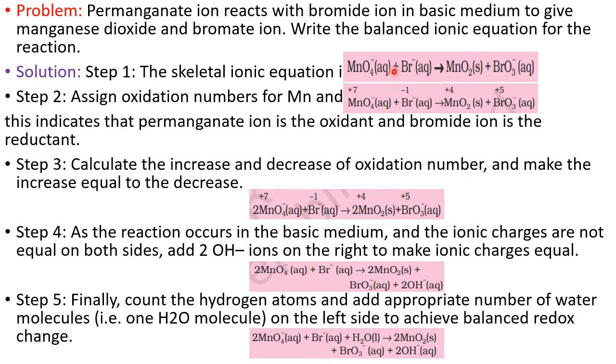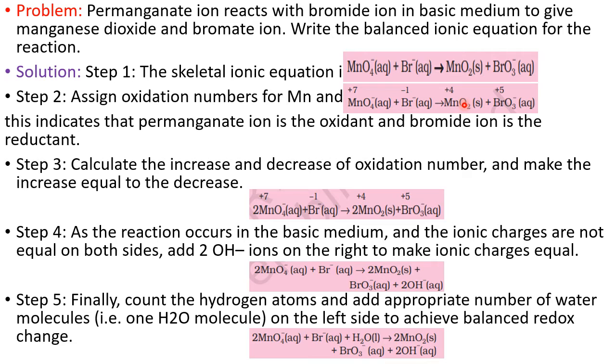Right. Now let us assign ON. Mn is +7, O is -2, Br already -1, Mn is +4, O will be -2, Br is +5, O is -2. Now let us see. Bromine has undergone change in the ON from -1 to +5. That means increase in the ON by 6.